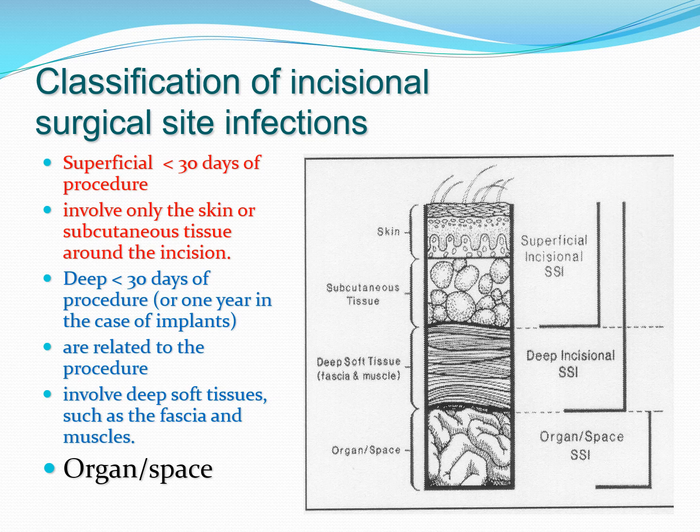The classification of incisional surgical site infection. These infections in surgery occur in less than 30 days of the procedure. In superficial types, which involve only the skin or subcutaneous tissue around the incision, you may develop an infection within 30 days from the operation. In the deep type of incisions, again, 30 days is the main factor for saying that the patient has a surgical site infection or not, or 1 year in case of an implant, and they are related to the procedure and involve deep soft tissues such as the fascia and the muscles, or it may be in an organ or space as well.